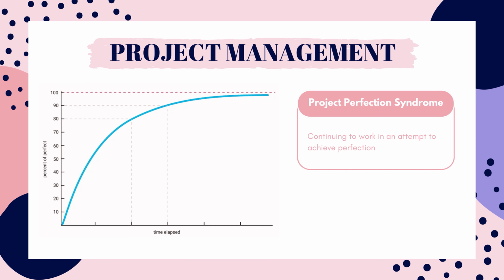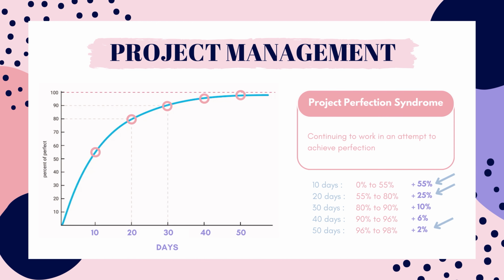So as you can see in the graph here, at a certain point, the time and effort put into the project does not advance the project as far as the initial effort put in. If we pretend the timeline intervals are at 10 days, we can see how this plays out. The first 10 days improved the project by about 55%. The next 10 days, at day 20, the project went from 55% to 80%, which is an increase of 25%. 10 days later, at day 30, that betters the project by 10%.